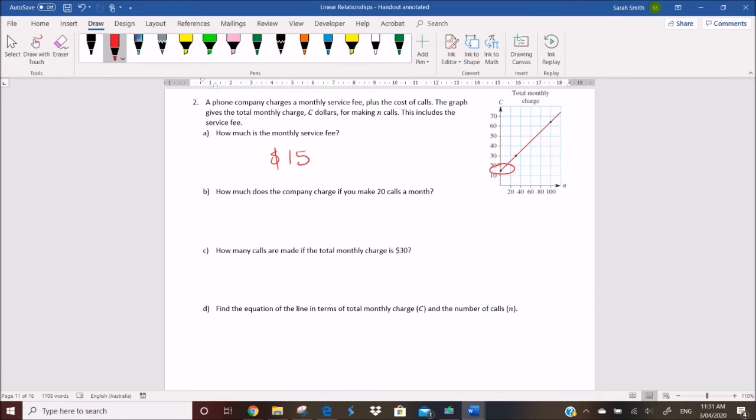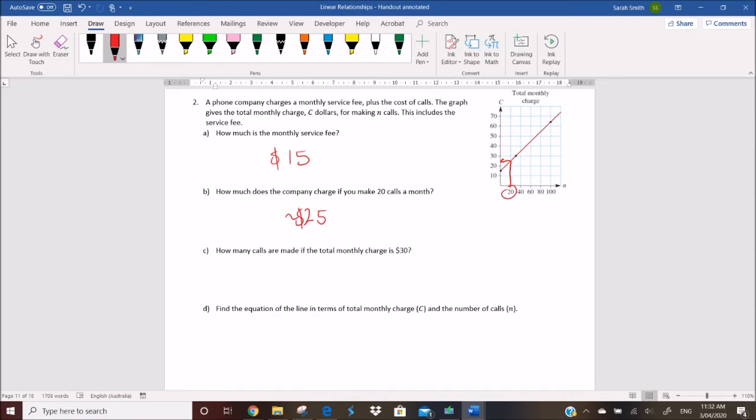So to find that out, we need to go across to our N equals 20. We go up to our line and we go across. So we're looking at approximately $25 for a month where you've made 20 calls.